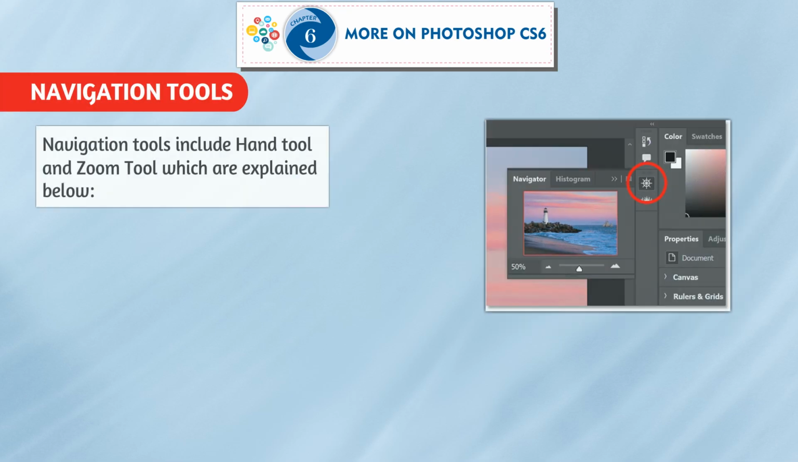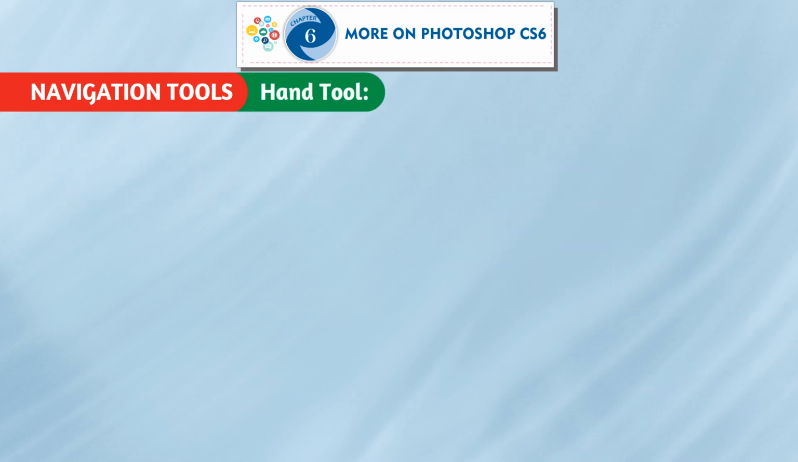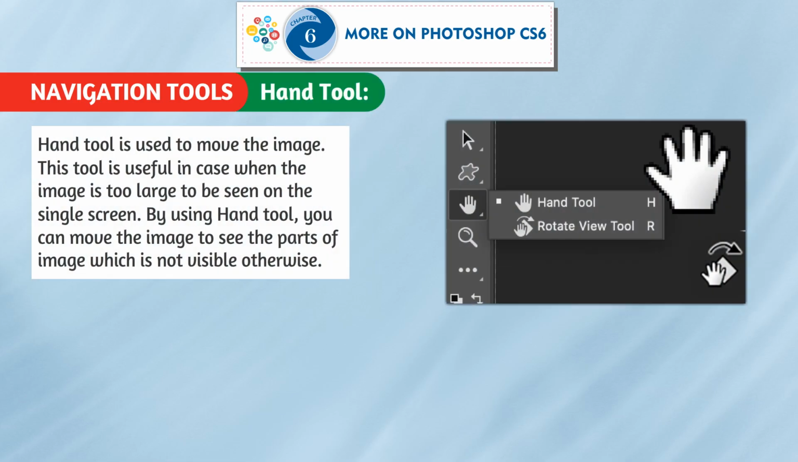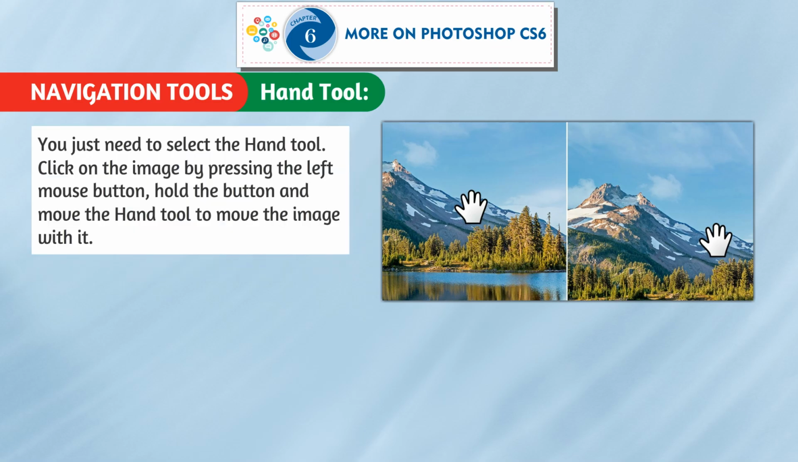Navigation tools. Navigation tools include hand tool and zoom tool, which are explained below. Hand tool. Hand tool is used to move the image. This tool is useful in case when the image is too large to be seen on the single screen. By using hand tool, you can move the image to see the parts of image which is not visible otherwise. You just need to select the hand tool. Click on the image by pressing the left mouse button, hold the button, and move the hand tool to move the image with it.